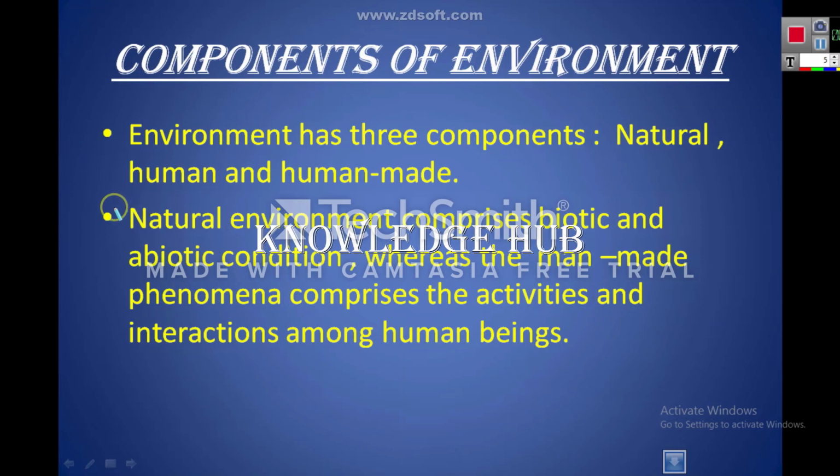Components of environment. I have already told you there are three components of environment. One is natural, human and human made. What is the meaning of natural environment? Natural environment comprises biotic and abiotic condition. What is the meaning of biotic and abiotic condition? Biotic means the world of living organisms is known as biotic condition. For example, plants, animals, all are included in biotic condition. Now, what is the meaning of abiotic condition? Abiotic condition means the world of non-living elements is known as abiotic condition. For example, land, water, etc.